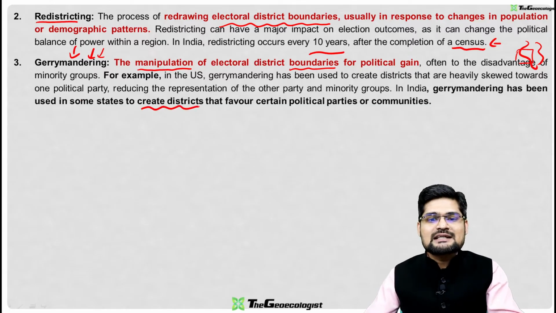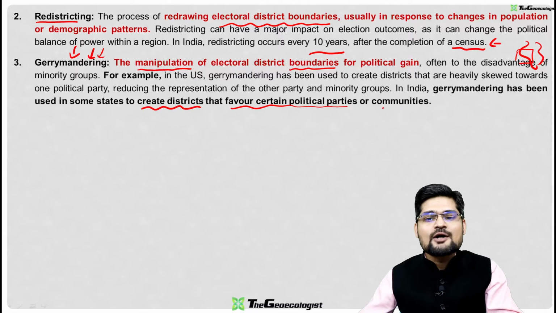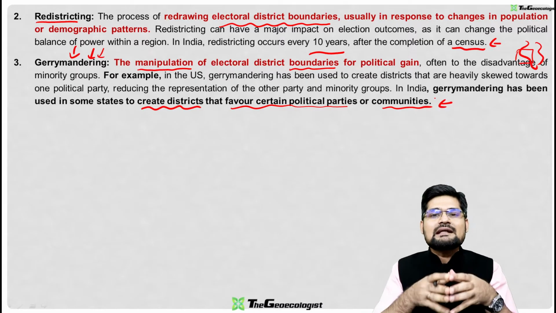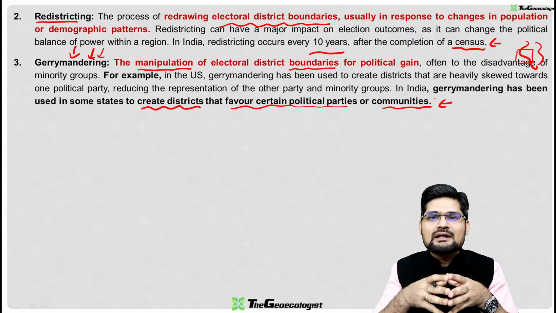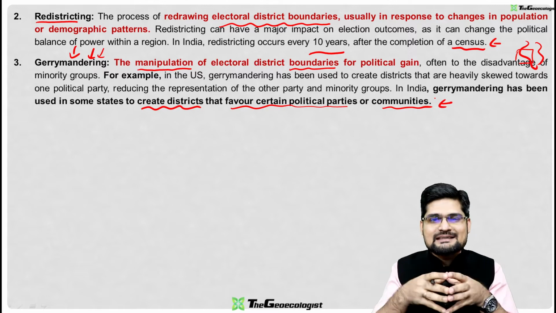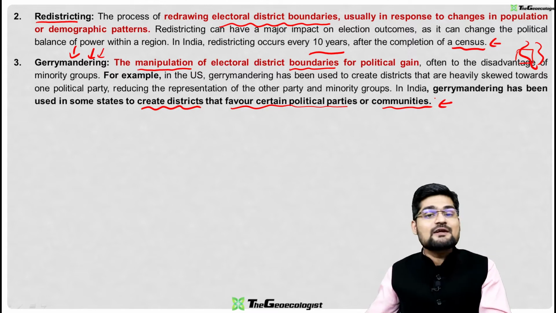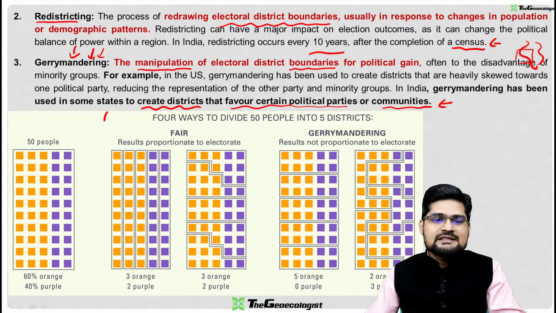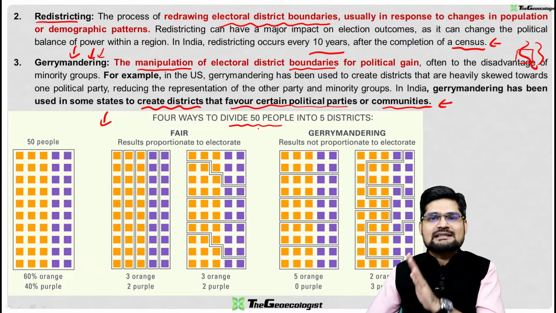In some states, to create districts that favor certain political parties or communities. So many times majority community, minority community, and these electoral games and politics keep happening in space. So this is very important. Then if you observe, in gerrymandering, the idea is to divide the people into districts. This is the basic idea.